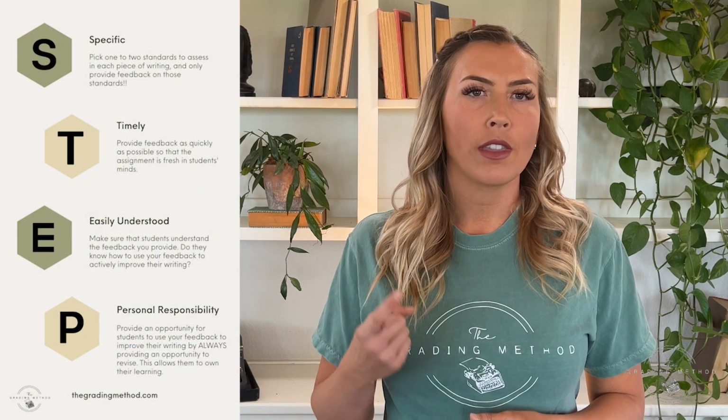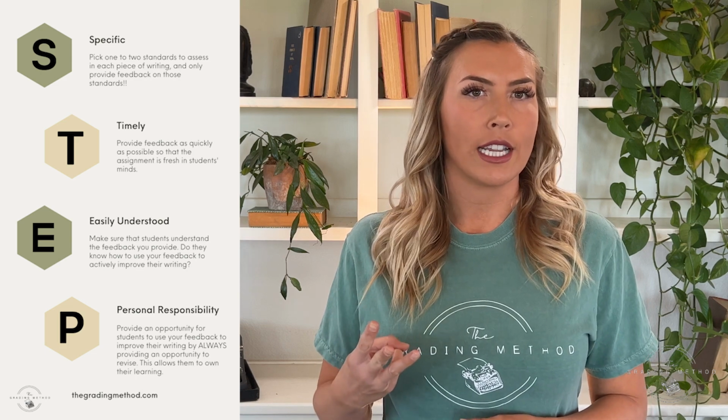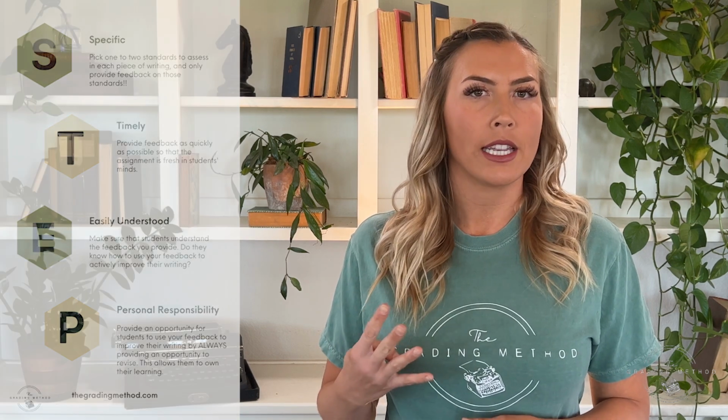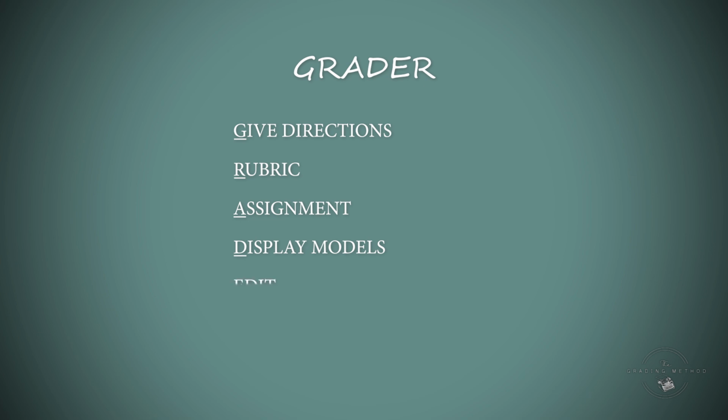Here's a quick review of the 4 pillars of effective grading. S for specific, T for timely, E for easy to understand, and P for personal responsibility. We also created an acronym to help guide us through the grading method. I will walk through each part and how this method can look in different grade levels and with different lessons. Our acronym is GRADER. G, give directions, R, rubric, A, assignment, D, display models, E, edit, and R, reflect.